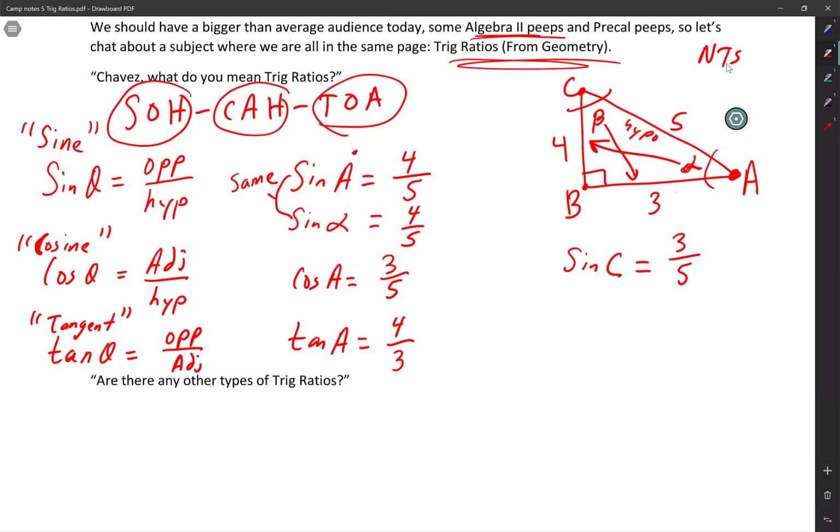Next, let's do the cosine. And this time I'm going to use the Greek letter. Cosine of beta. What's next door? It's adjacent over hypotenuse. Next door is the 4, because the 5 already has a name. The 5 is the hypotenuse.